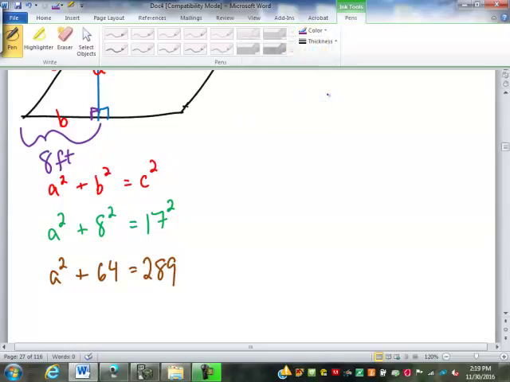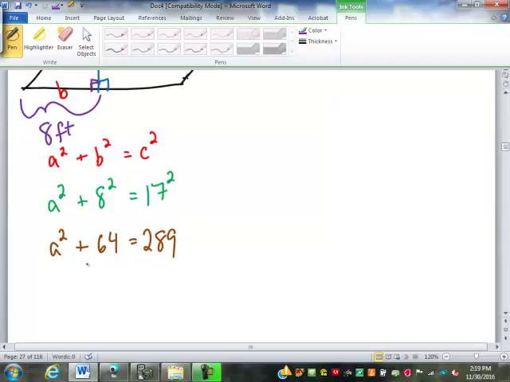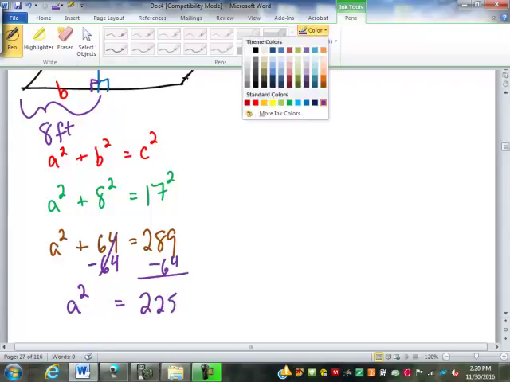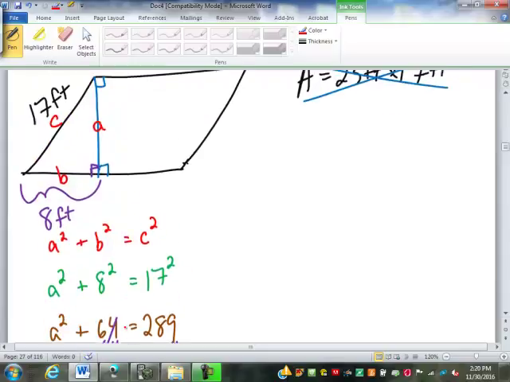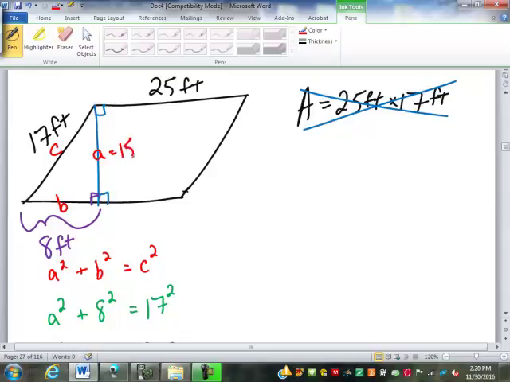What's our next step? Subtract 64, right? Get rid of that. We're left with A squared. We'll have to subtract 64 from the other side, which gives us 225. And then we have to take the square root. A equals 15. So this is 15 feet.